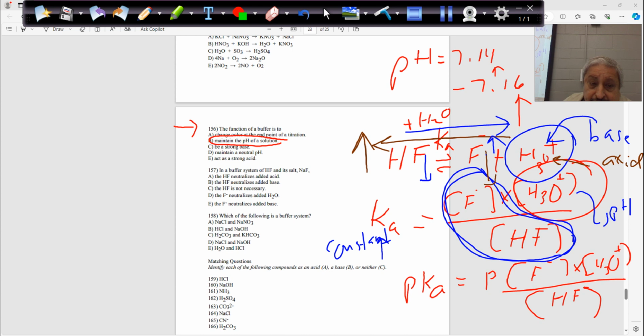So the question is: HF neutralizes added acid, okay, in a buffer system with HF. HF neutralizes added base. HF is not necessary. The F neutralizes added H3O plus. The F neutralizes added base. What can you tell about this? Which one is out, from what I explained to you?